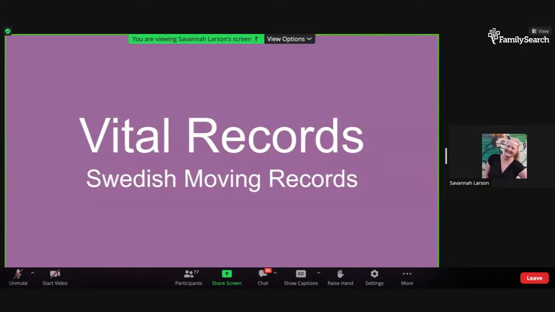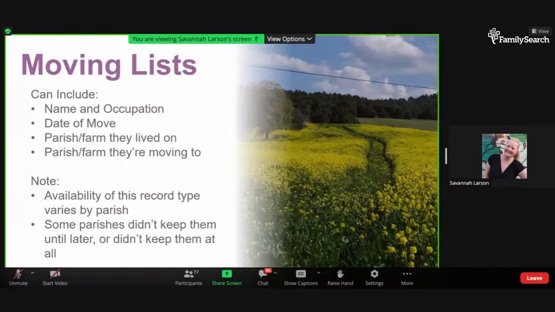The last record we're going to talk about is the moving records, or like the Swedish moving record. This is one that is not as common. They happened for a smaller time period, usually in about the 1820s. There was about a 10-year period where these were kept consistently. But it really depends on the parish. So I would always look at your parish and see when they were kept, so you're just kind of aware of what you're working with.